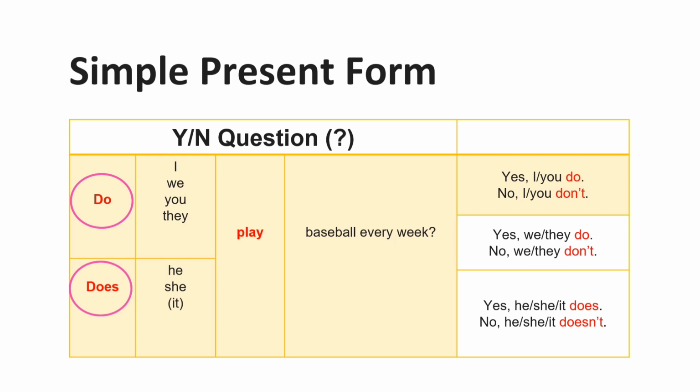Yes, I do, or yes, you do, or maybe no, I don't, no, you don't. So you make a short answer by using the auxiliary. The same is true for he, she, and it. Yes, he does, or yes, she does, and no, he doesn't, and no, she doesn't.